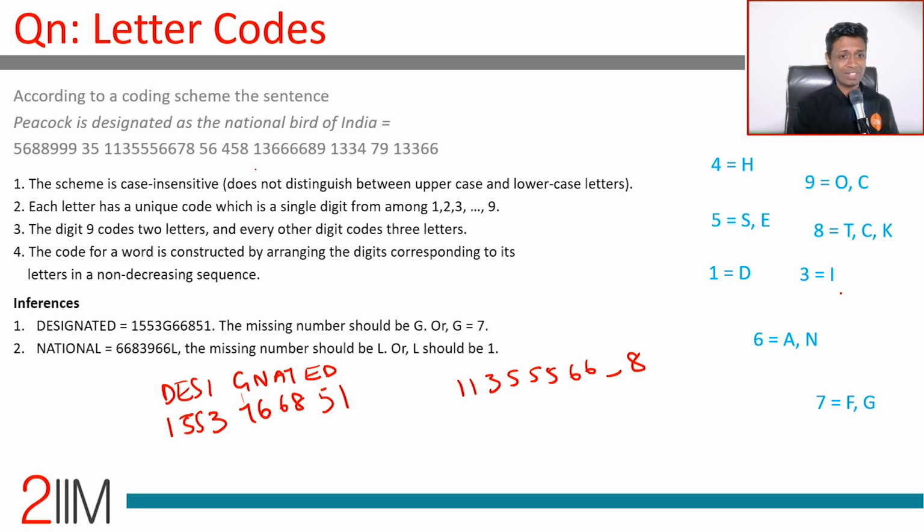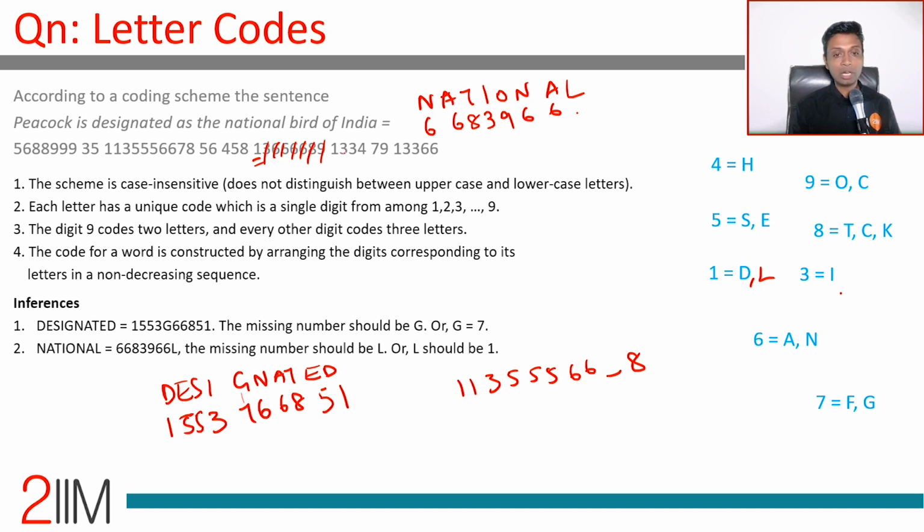Now we go to NATIONAL. N is 6, A is 6. So 4 6s in a row in NATIONAL. These 4 have been accounted for. I is 3, this 3 has been accounted for. O is 9, that means this 9 has been accounted for. T is 8, this has been accounted for. L has to be 1, or 1 is D and L.